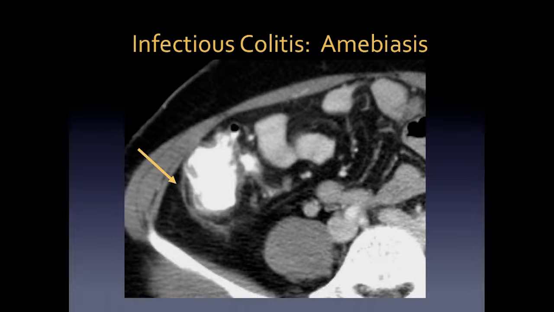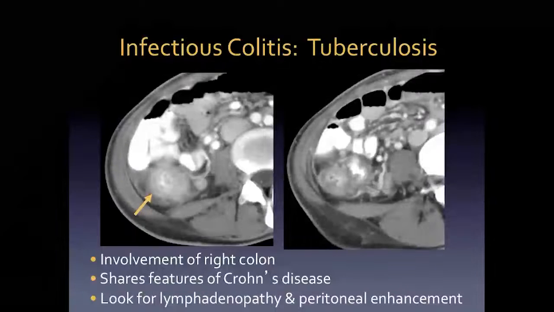Here, an example of amoebiasis involving the right colon. It does tend to involve the right colon, but if you look at these findings, very nonspecific. So a little bit of wall thickening, a little bit of fat stranding around it. Most of the time when I see this, I'm going to assume that it's probably C. difficile, and I'm going to be right most of the time, but this was a case of amoebiasis.